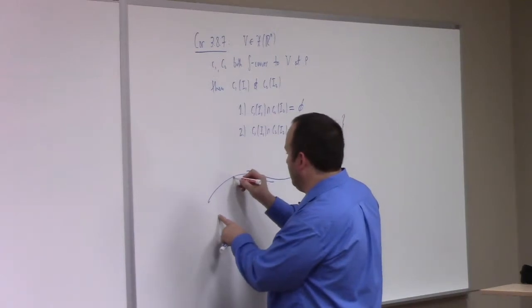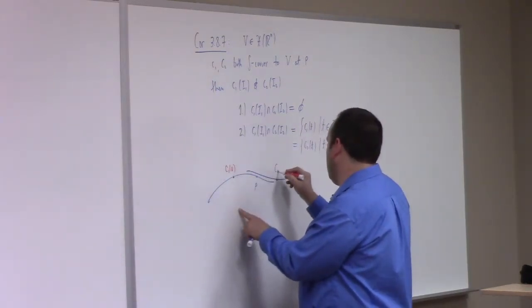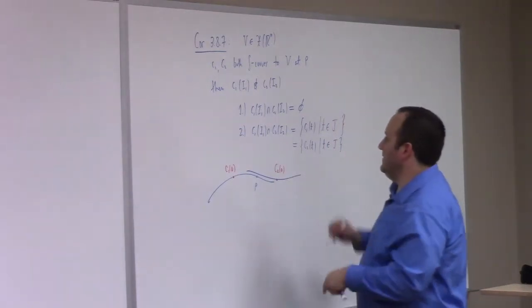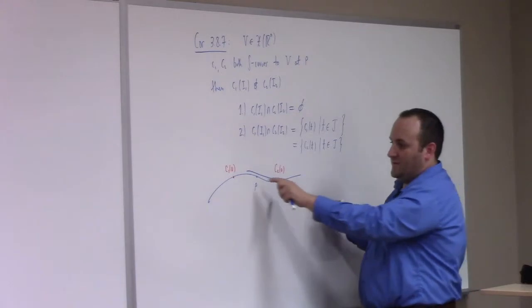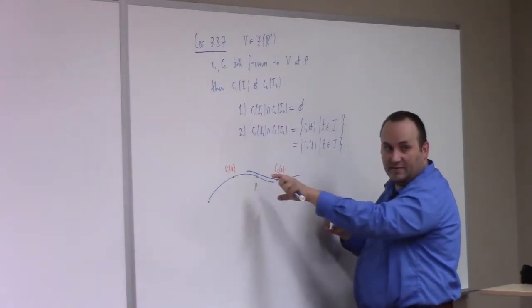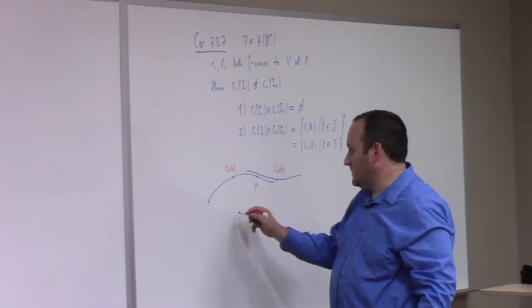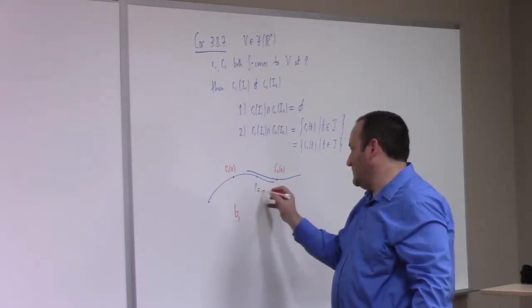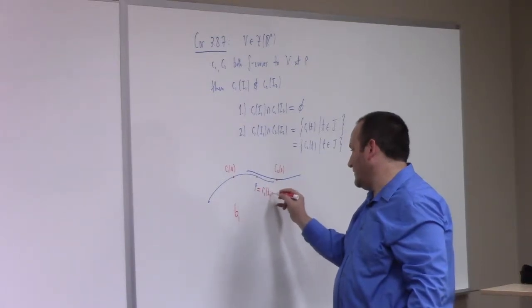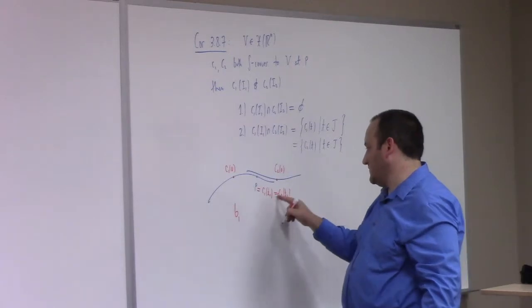It could be like here, right? Maybe this is C2 of 0. If they're disjoint, they're disjoint, right? But if they're not disjoint, then there's some point where they intersect. But you could take, say, B1. P has to be equal to, say, C1 of T1, and it has to be equal to C2 of T2 for some choice of T1 and T2.